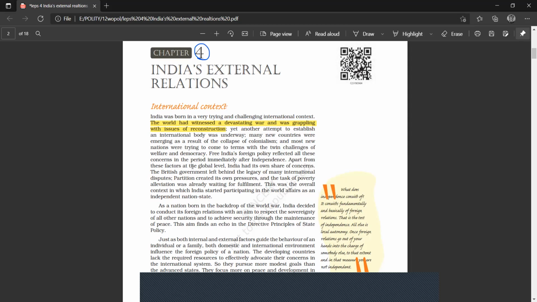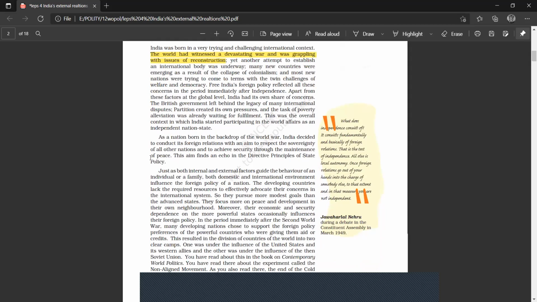Apart from these factors, at the global level, India had its own share of concerns. The British government left behind a legacy of many international disputes, partition created its own pressures, and the task of poverty alleviation was already waiting for fulfillment. This was the overall context in which India started participating in world affairs as an independent nation state.